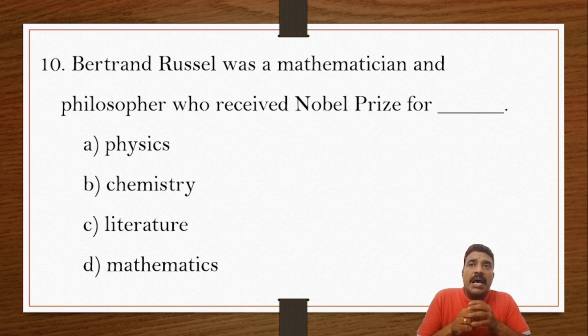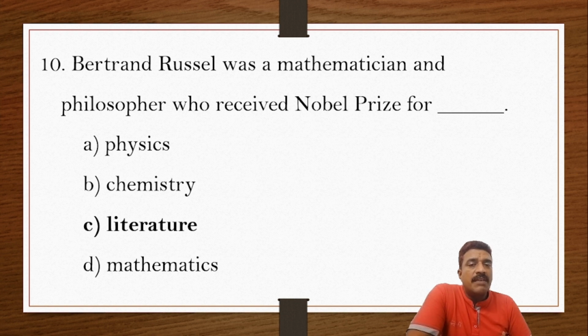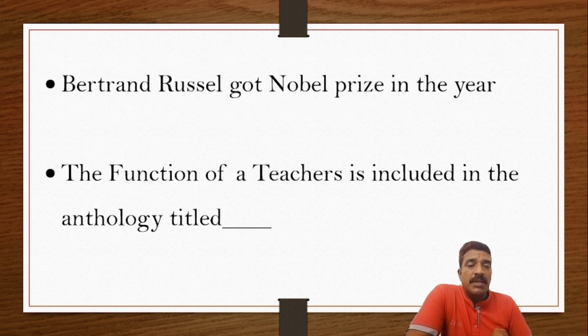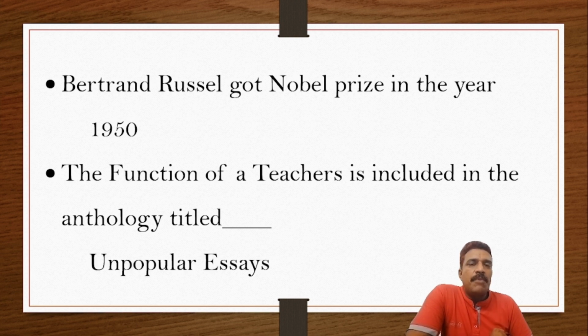The last question. Bertrand Russell was a mathematician and a philosopher who received the Nobel Prize for, he was a mathematician, he was a philosopher. Bertrand Russell, isn't it? Unpopular Essays we have studied, that is in our syllabus. So based on that, the question comes. We know that he got the Nobel Prize for Literature. We have to study in which year Bertrand Russell was awarded the Nobel Prize. That is in 1950. The Function of a Teacher is included in the anthology titled Unpopular Essays.